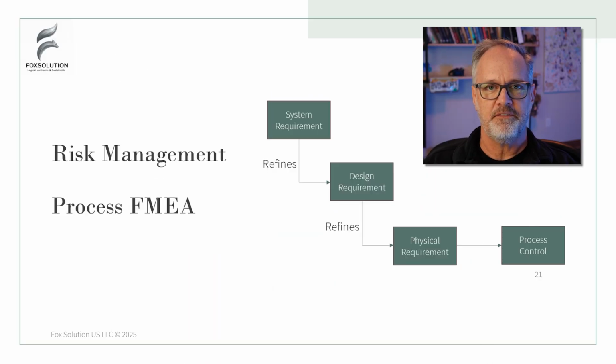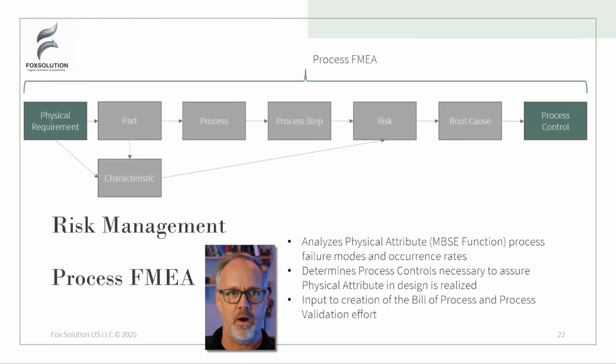Okay, so now the final one is process failure mode analysis. What we're going to evaluate here are these physical requirements, which are attributes of the design. They're not function, they're attributes of the design that are necessary to deliver the design function. So we're going to take those process requirements or physical requirements, and we're going to break them down.